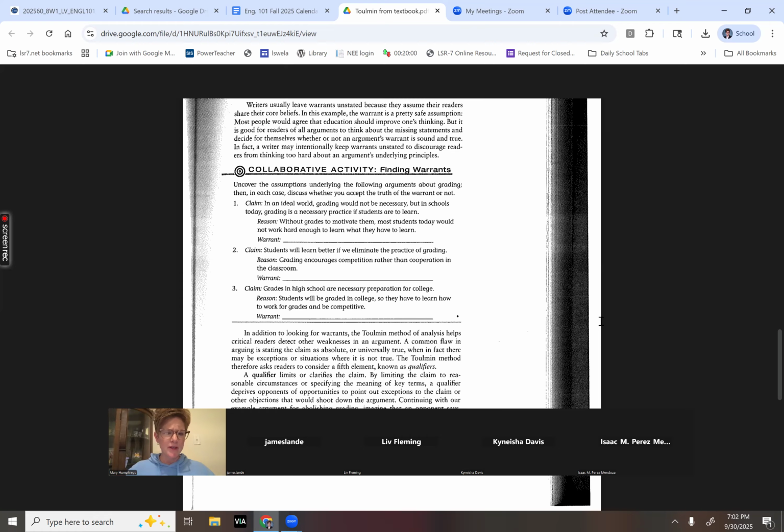And there are several different things you could say here, but what are some of the underlying assumptions or warrants with this particular claim and reasoning? One of the warrants could be students need external rewards to be motivated. Yes, love it. Very good. Excellent. Anybody have a different warrant?